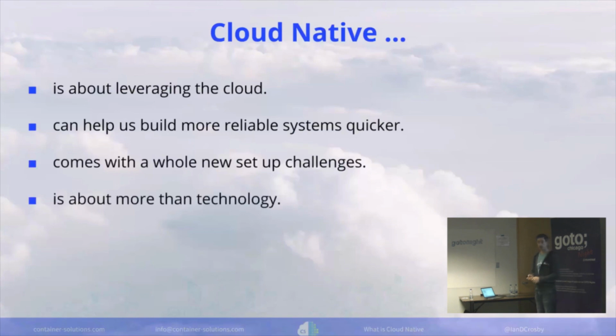And then finally, it is about a lot more than the technology. Just bringing in Docker and bringing in Kubernetes is not going to move your team to be cloud native. This is also a cultural change where you have to adjust your processes and adjust your team structures to reflect your architecture.